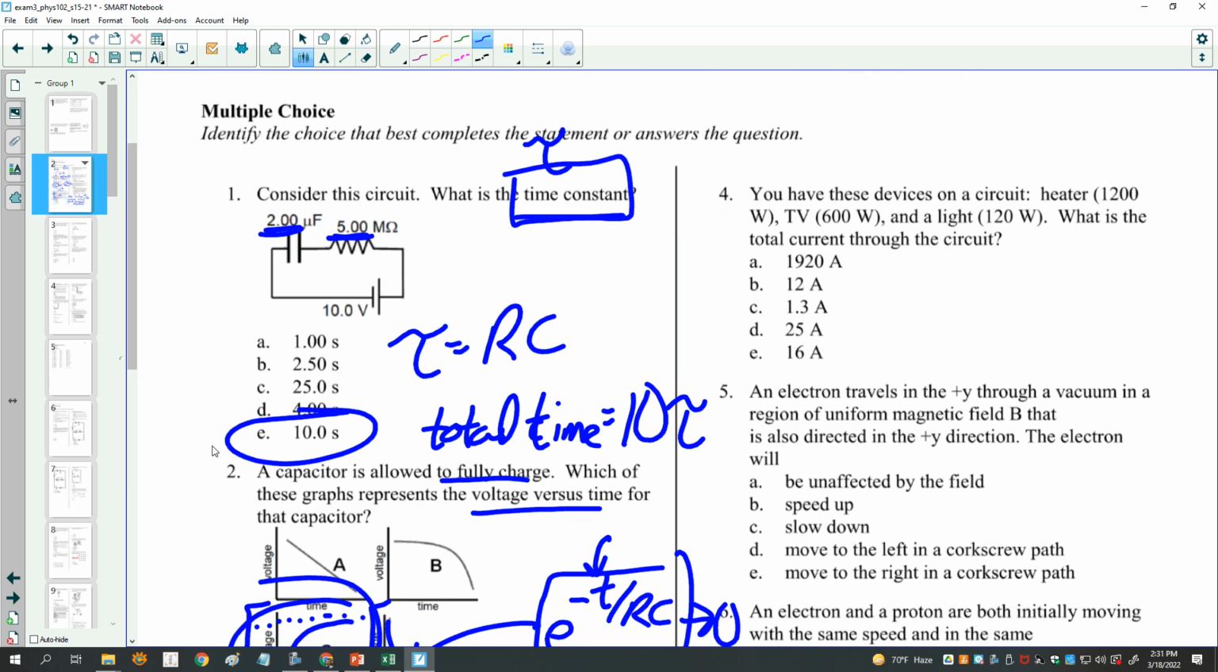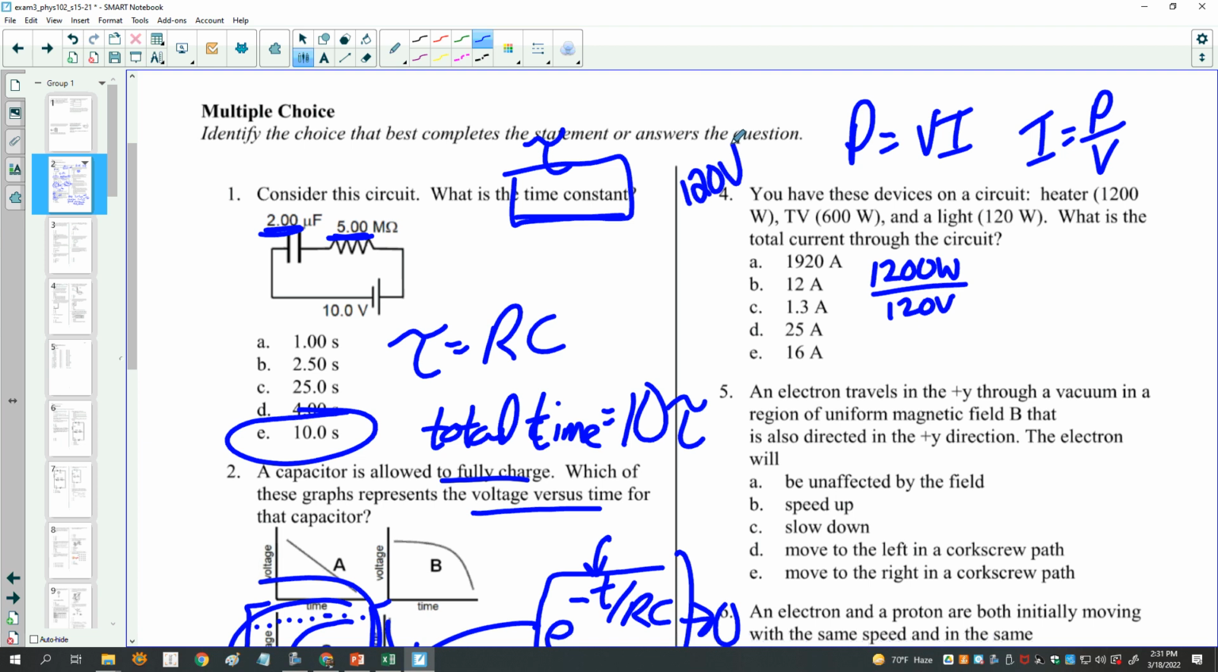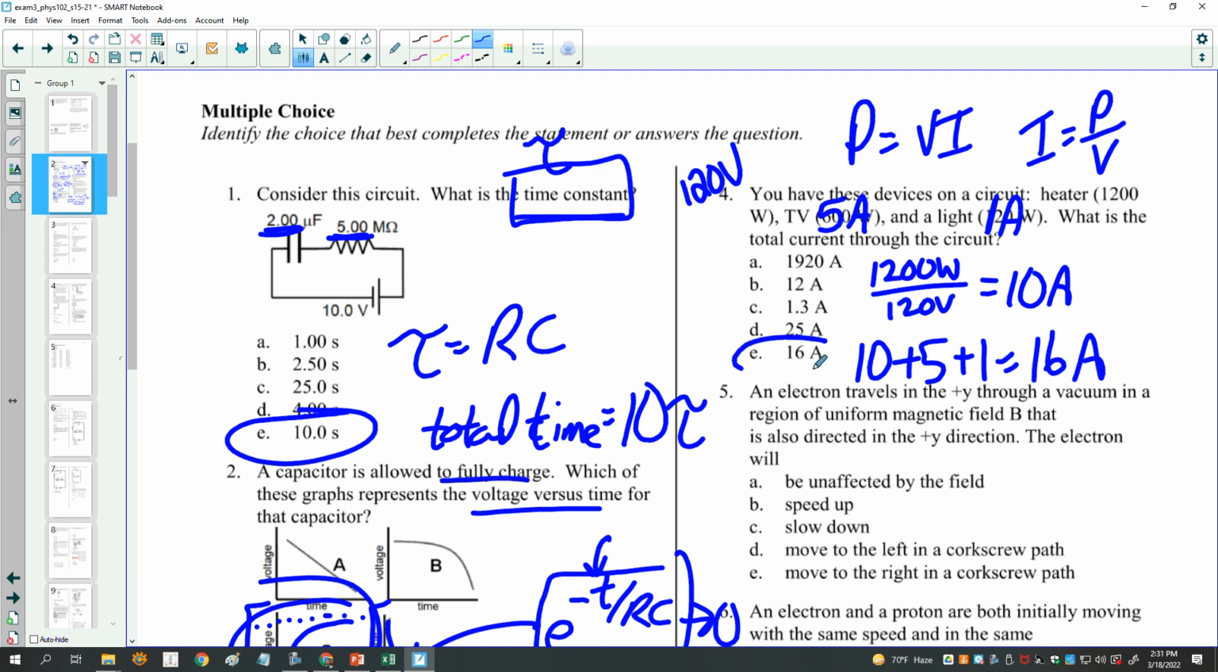Here I have these devices on a circuit, and I want to know the total current. Well, I know that P is equal to V times I, so I is equal to P divided by V. If I want to know the current for each of these, I would just take the power. For example, for the heater, 1200 watts divided by 120 volts. That 120 volts isn't given, but because it is a house, you know that everything in the house operates at 120 volts. So that would be equal to 10 amps, and this would be 5 amps, 600 divided by 120, and this would be 1 amp. 10 plus 5 plus 1 is equal to 16 amps. So that would be the total current.